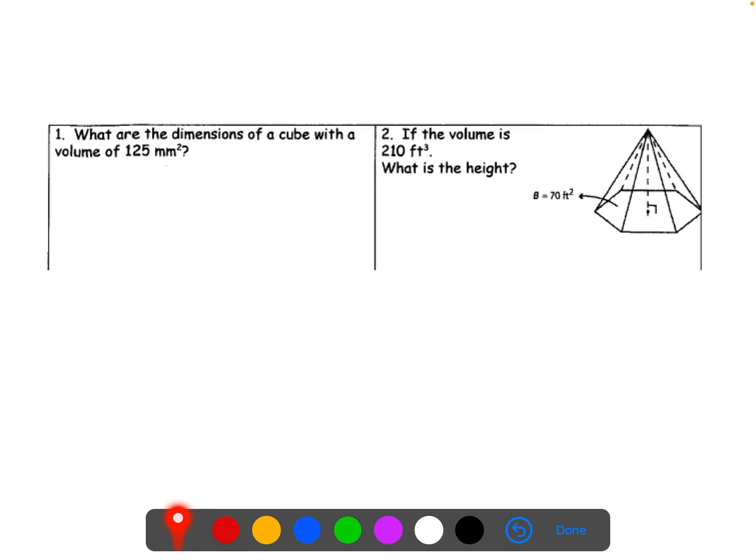It tells us in the first one, what are the dimensions of a cube with a volume of 125 square millimeters? Okay, so we have a lot of clues in this question that we need to apply to find what's missing. So the dimensions would be length, width, and height of a cube with a volume of 125. Actually, if it's volume, it should be cubic millimeters. That should be a 3 there.